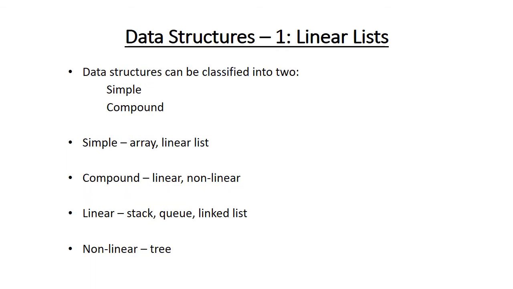Data structures can be classified into two: simple data structure and compound data structure. The examples of simple data structures are arrays and linear list. Compound data structure can be again classified into two: linear and non-linear. The examples of linear data structures are stack, queue, and linked list. And an example for non-linear data structures is tree.